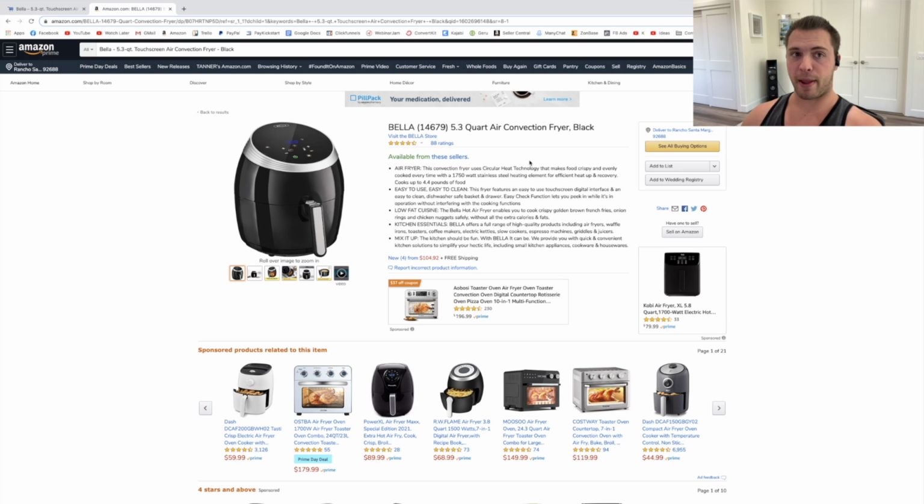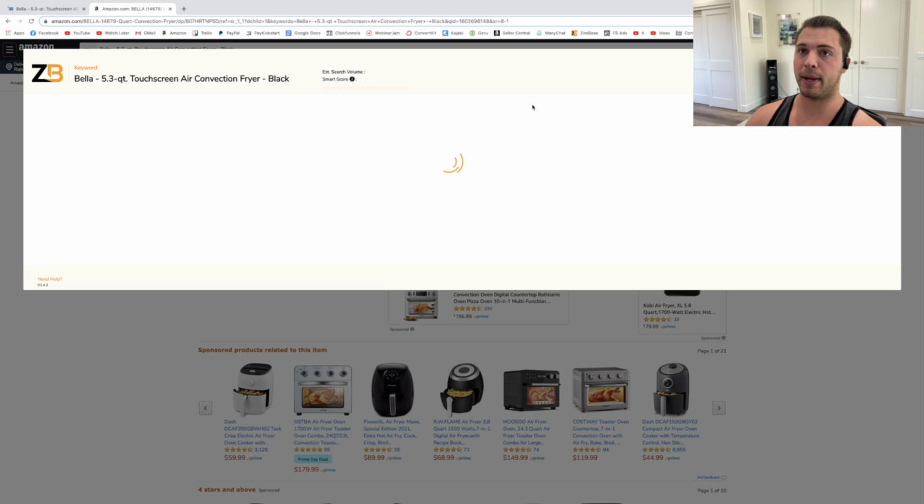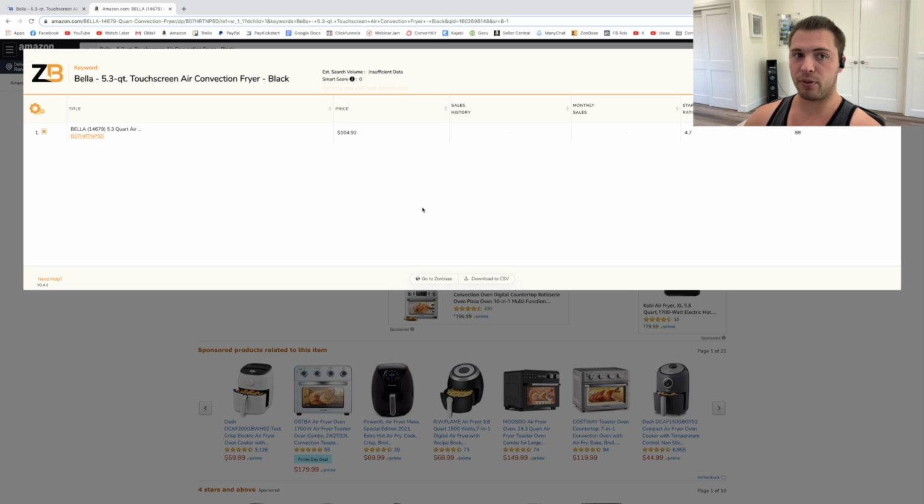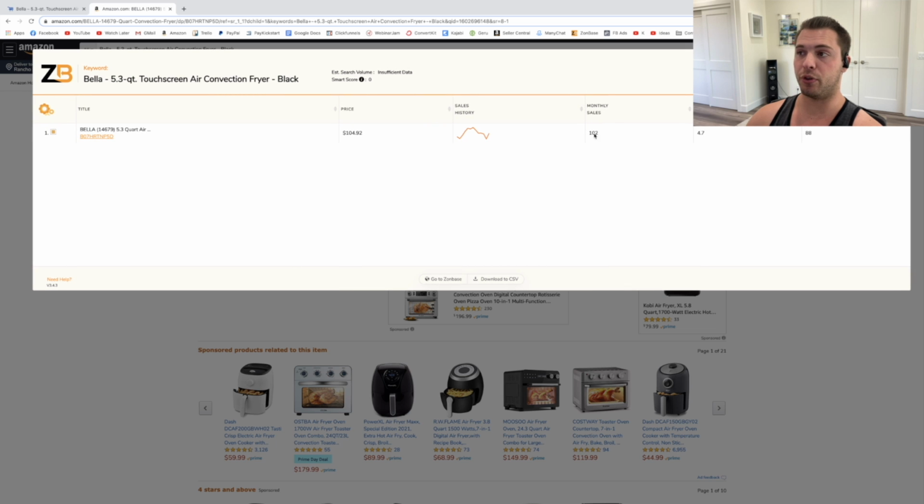Now, there are some Amazon fees, and there are things you want to look at. So for example, with this product, I want to see how many units it's selling, because I don't want to buy an item and try and sell it when it's not selling. That would be stupid. So what I'm going to use is a tool called Zonbase to see how many units this product is actually selling per month. So I can see this product sells 102 units per month.